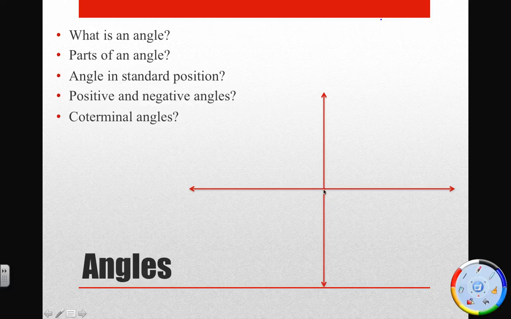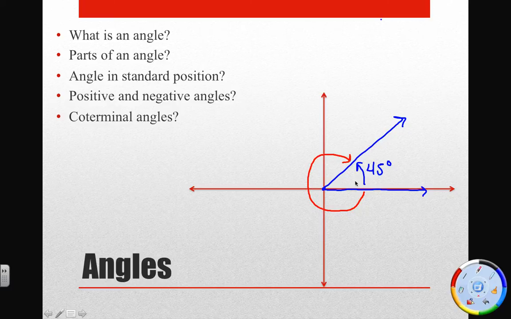So if I was to have an angle, here's my initial side. Let's say this is a 45-degree angle. Well, that's not the only name that we could give this angle at all. We could give it many different names. If we were to measure in the negative direction, let's say this is the actual angle here. Well, this is also measured in negative degrees. This is negative 300, oops, not 45, 315.